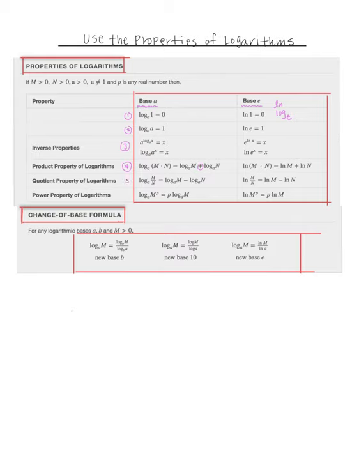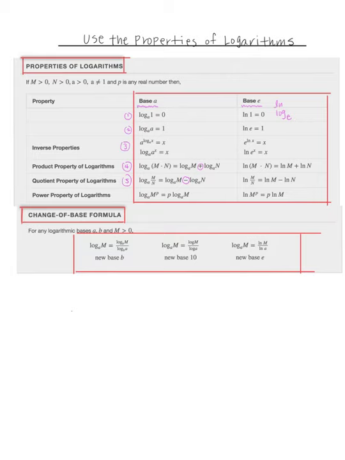Alright, now let's go with property number 5. So we've got a log base A of m over n. So we've got a division going on. Now what's going to happen is that that's going to equal log base A of m minus log base A of n. So the division becomes a subtraction. And same thing for ln. So if you've got ln of m over n, that's going to be ln of m minus ln of n.